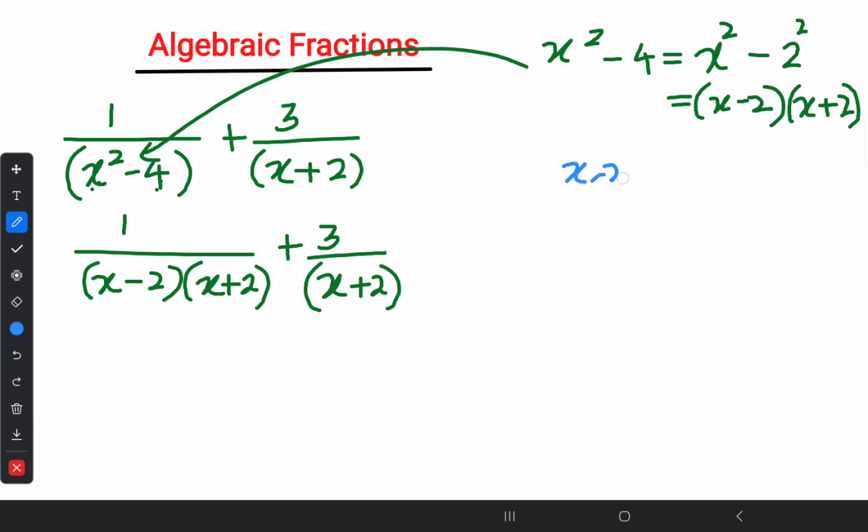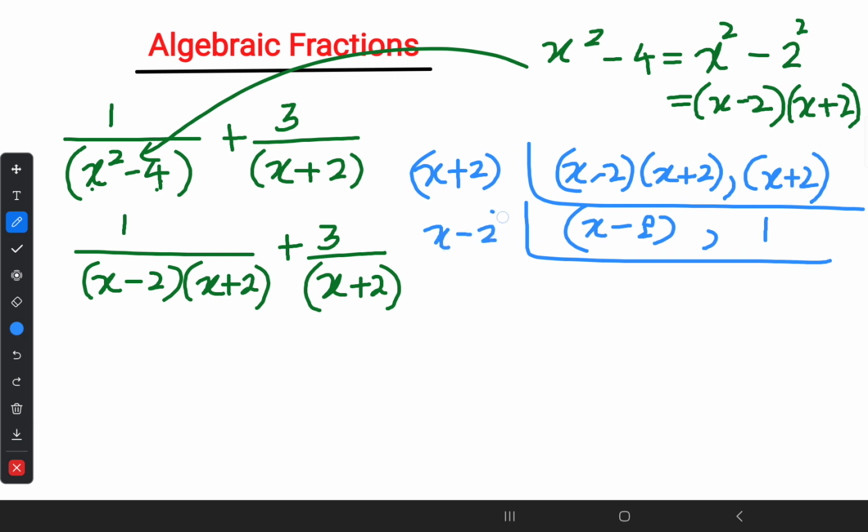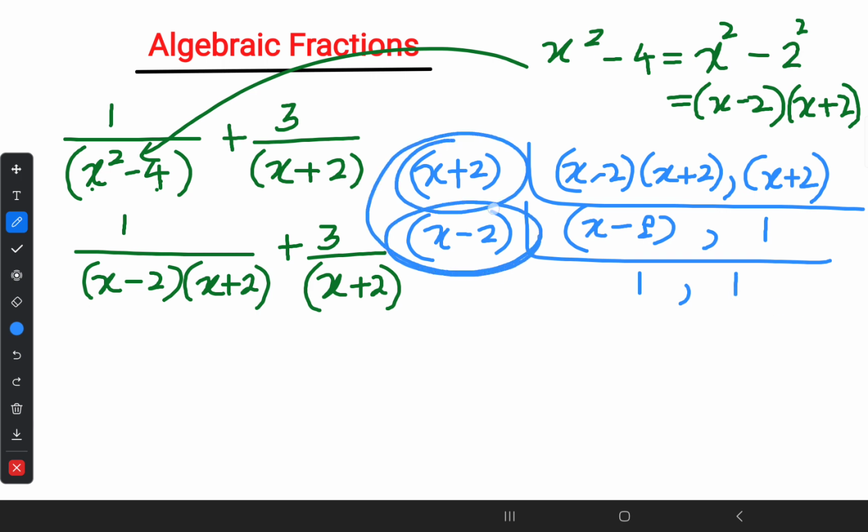In one, I have x minus 2 times x plus 2. In another one, I have only x plus 2. First, I will divide both of them by x plus 2. Both are divisible. Here, we have the remaining x minus 2, x plus 2 divided by x plus 2. That will give you 1. Then you should use x minus 2. x minus 2 divided by x minus 2, 1, 1. Now we got the LCM as x plus 2 times x minus 2. I'll write the LCM here.